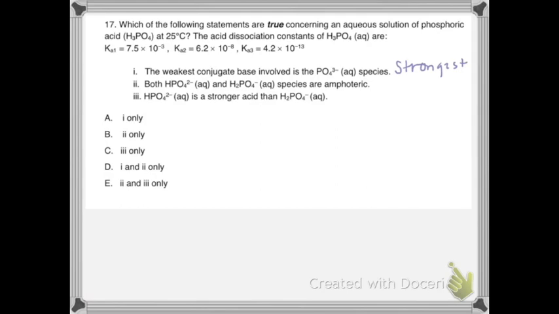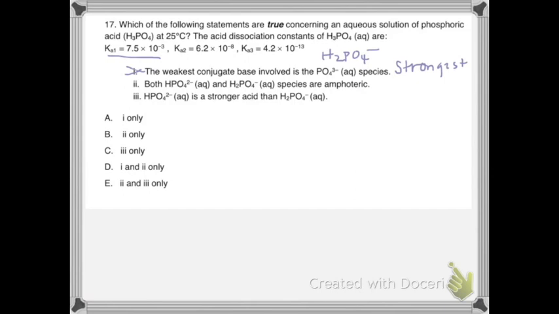Okay. So we can look at the Kas to think about which one's going to be strongest. We see that Ka1 is biggest. So the original H3PO4 is going to be the strongest acid, making the H2PO4 minus the weakest conjugate base. So this one is false, and actually the phosphate would be the strongest conjugate base.